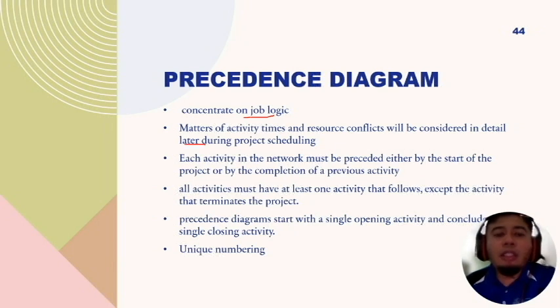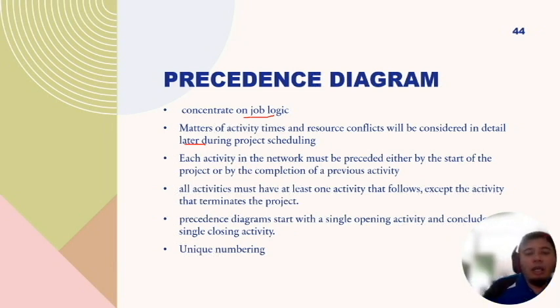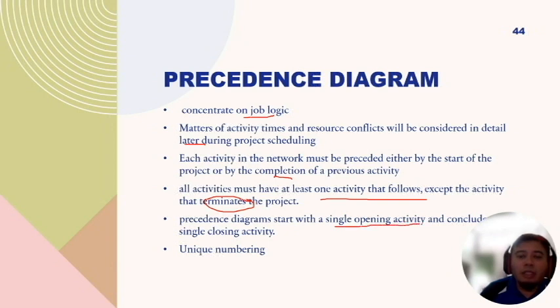Each activity in the network must be preceded either by the start of the project or by the completion of the previous activity. All activities must have at least one activity that follows, except the activity that terminates the project, which is usually the handover inspection or final inspection work. The precedence diagram must start with a single opening activity and conclude with a single closing activity, so start project and final handing over.